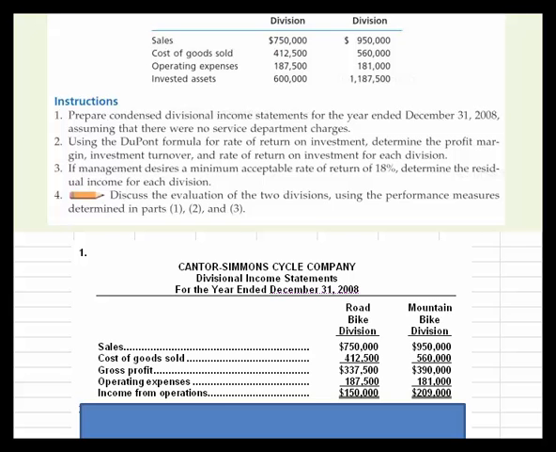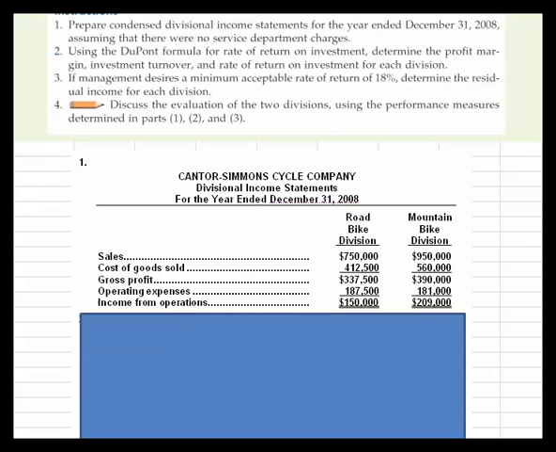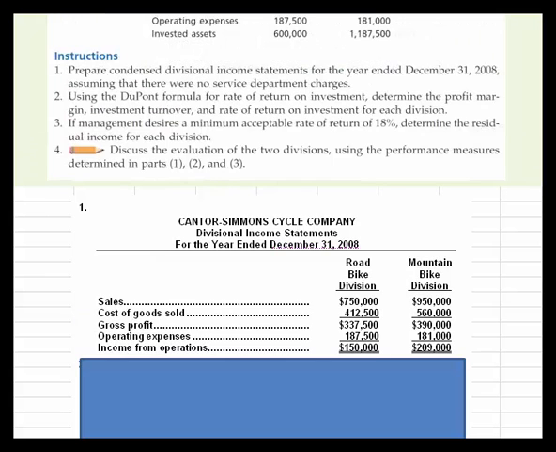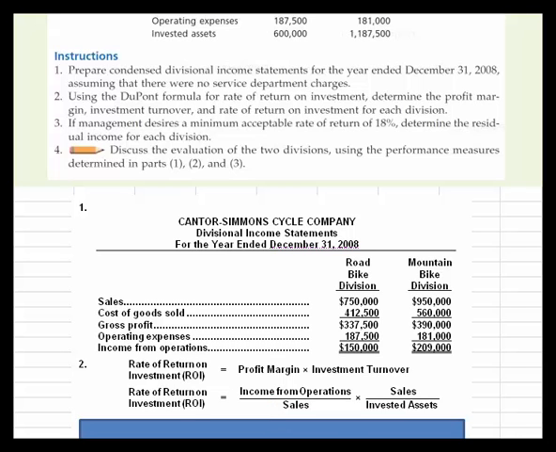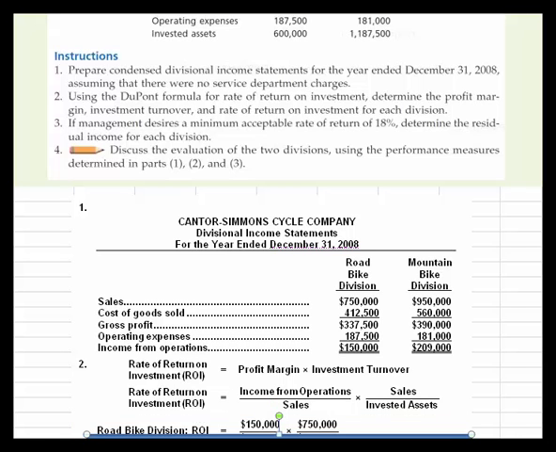Okay, then on part 2 it says, use the DuPont formula for rate of return on investment and determine the profit margin, the investment turnover, and rate of return on investment for each division. Okay, let me slide a little bit. Now I think we have all the financials here. We just need the invested assets, so hopefully we can see this. Let me slide down, and we'll reveal the formulas, right? And that's the formulas we're going to use.